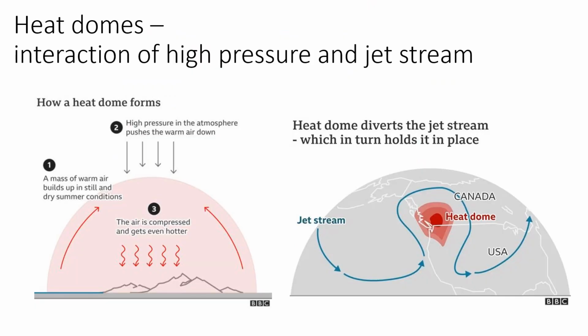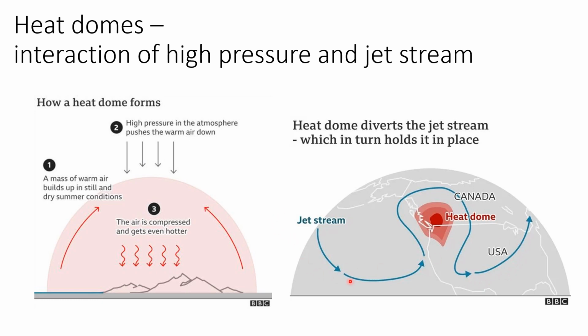Another example of the interaction of the jet streams with weather is the development of heat domes. Heat domes happen when a mass of warm air builds up in the summer and is associated with high pressure. That high pressure system pushes down the air, and that compression makes the air even hotter. As that heat dome forms, it distorts the movement of the jet stream, and the jet stream can't move through it. It moves up and around it.